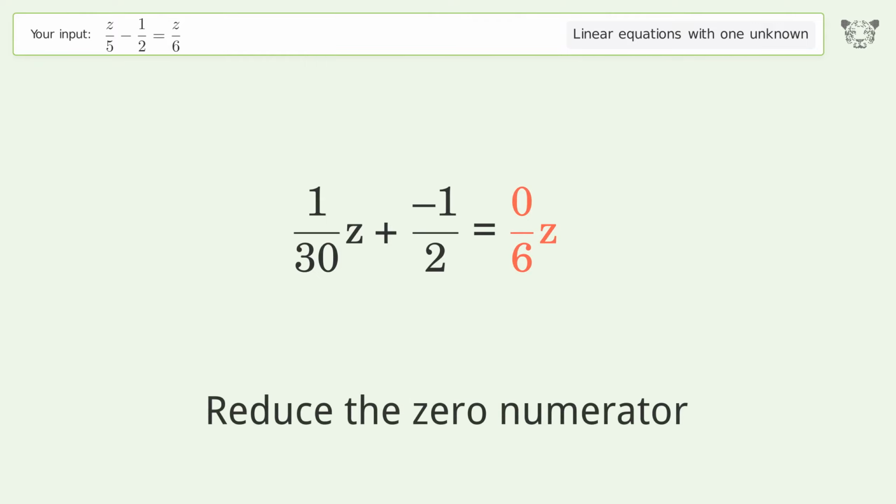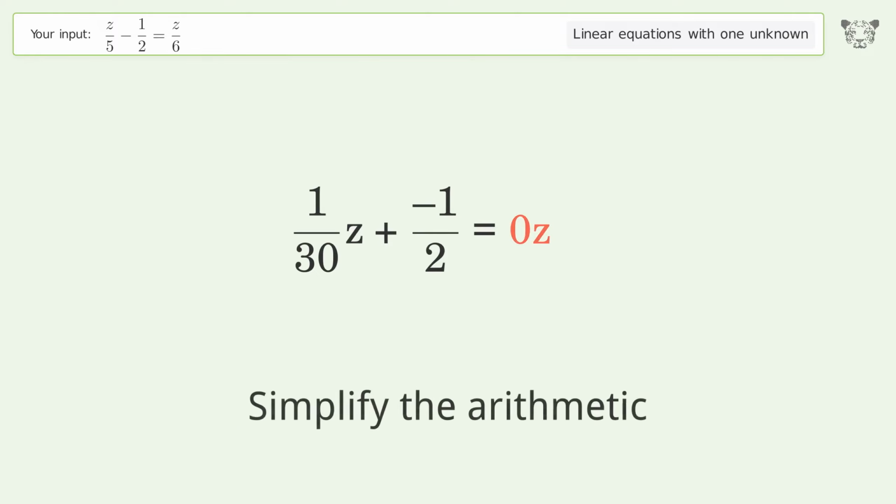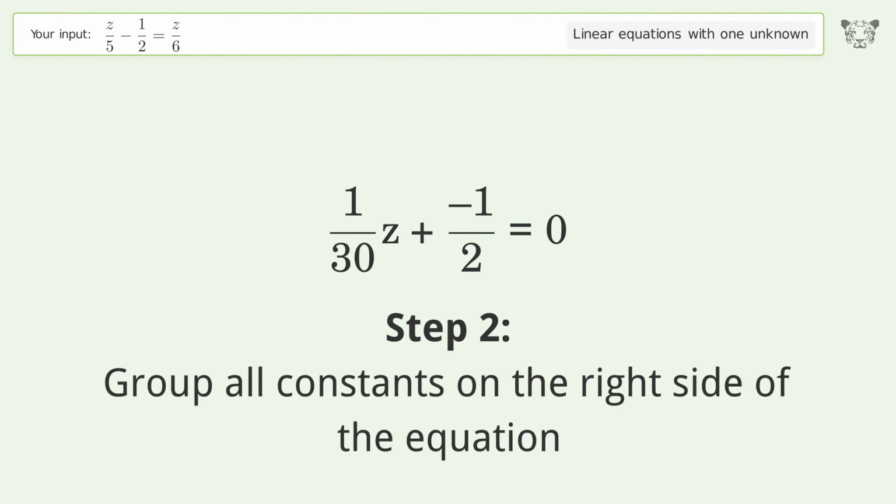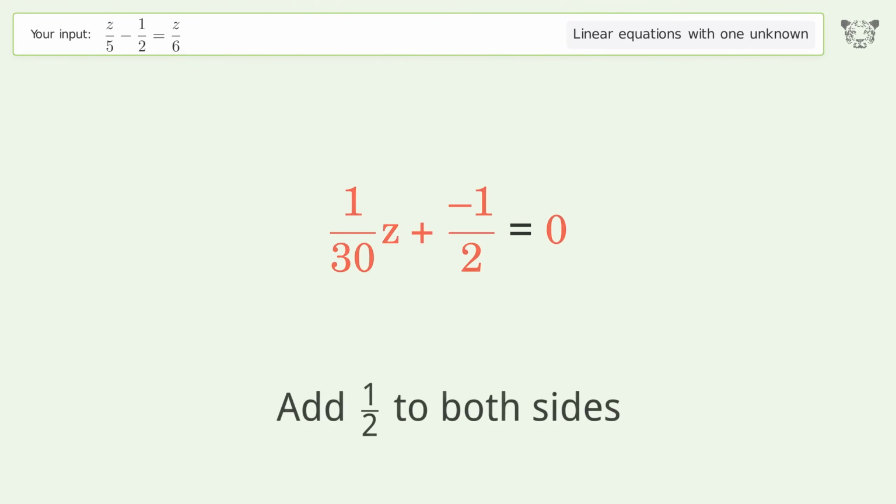Reduce the zero numerator. Simplify the arithmetic. Group all constants on the right side of the equation. Add 1 over 2 to both sides.